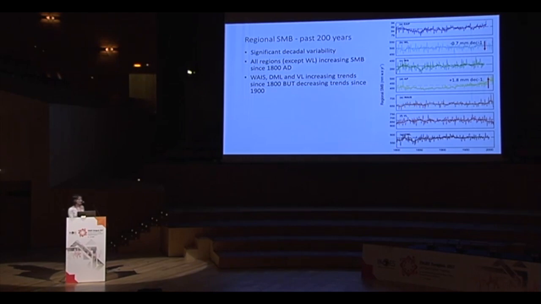But there is a difference between the two time periods, particularly for West Antarctica, Dronning Maud Land, and also Victoria Land. There are increasing trends overall since 1800, but actually during the 20th century, we see a decreasing trend. For some of the changes, particularly if we look at West Antarctica in the most recent period, there are some very big jumps to high accumulation. But the trouble we have is that we've still got relatively few data points, so it's hard to assess significance for those.